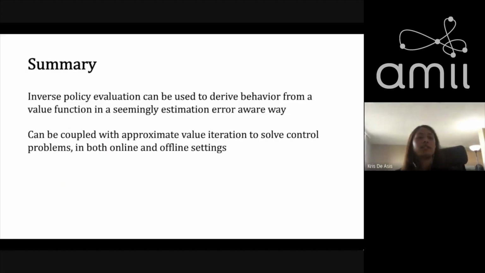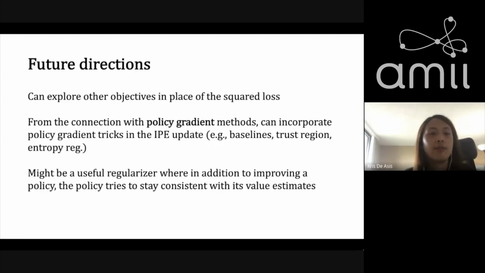So I guess to quickly summarize, inverse policy evaluation can be used to derive behavior from some value function in a seemingly estimation-error-aware way. And it could be coupled with approximate value iteration to solve control problems in both online and offline settings. And for some future directions, we could try exploring other objectives in place of the squared loss. For example, you could use the absolute error.